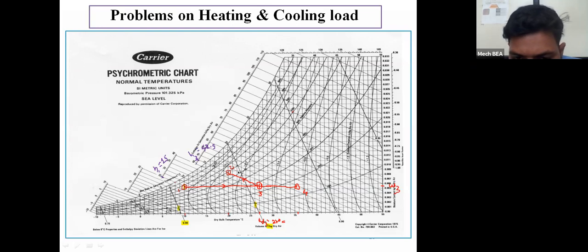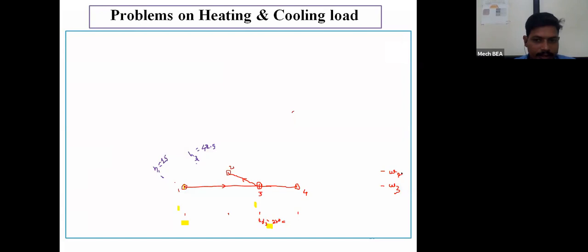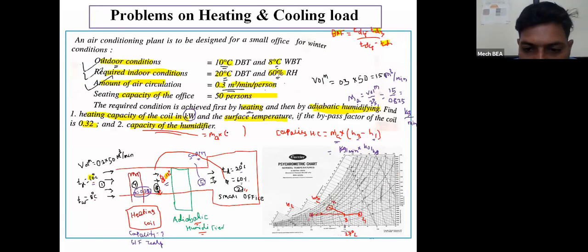and specific humidity corresponding to point number 2, this will be my specific humidity corresponding to point number 2. As point number 2 has higher specific humidity as compared to point number 3, my formula will be small w2 minus small w3: specific humidity at point number 2 minus specific humidity at point number 3. Mass of air into W2 minus W3.